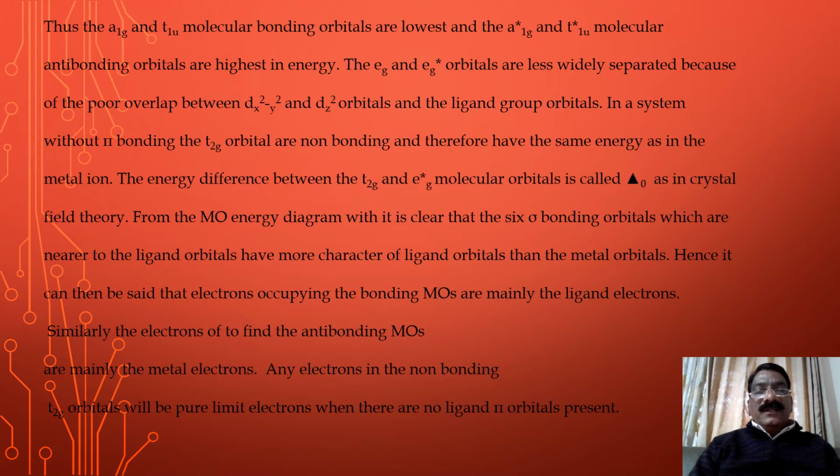Many electrons in the non-bonding T2G orbitals will be pure metal electrons when there are no ligand pi bonding orbitals.